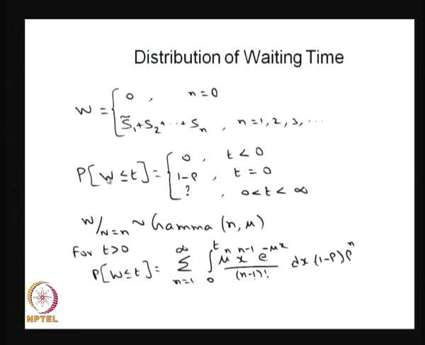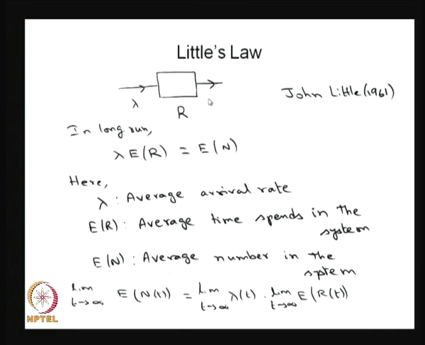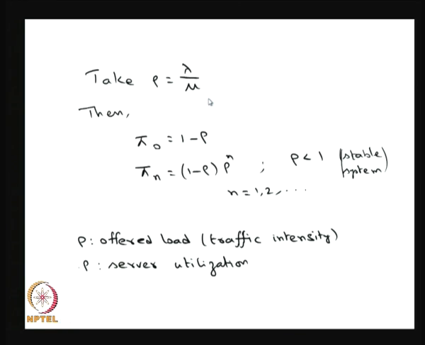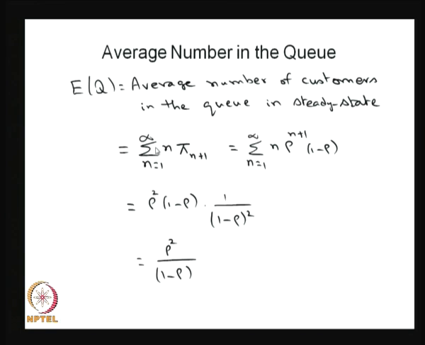So, let me try to find the CDF of this random variable. The CDF is going to be 0 till 0. At 0 it has the CDF 1 minus rho, because when the waiting time is 0, that is equivalent to no one in the system. So, in the long run no one in the system, that is pi naught, and the pi naught probability is 1 minus rho. The system is empty in the long run, that is 1 minus rho.